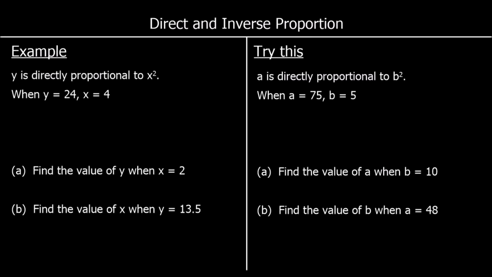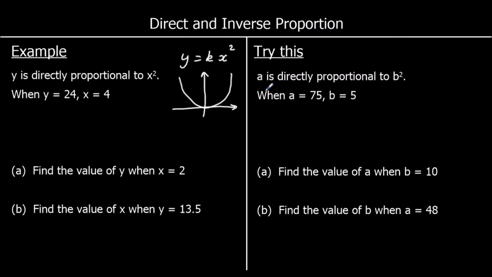Okay, a different example. This time y is directly proportional to x squared. And just as before, a directly proportional relationship will mean if y is directly proportional to x squared, y is something times x squared. So y equals k times x squared. Now what does this graph look like? It's an x squared graph that goes through the origin. So it looks like this.